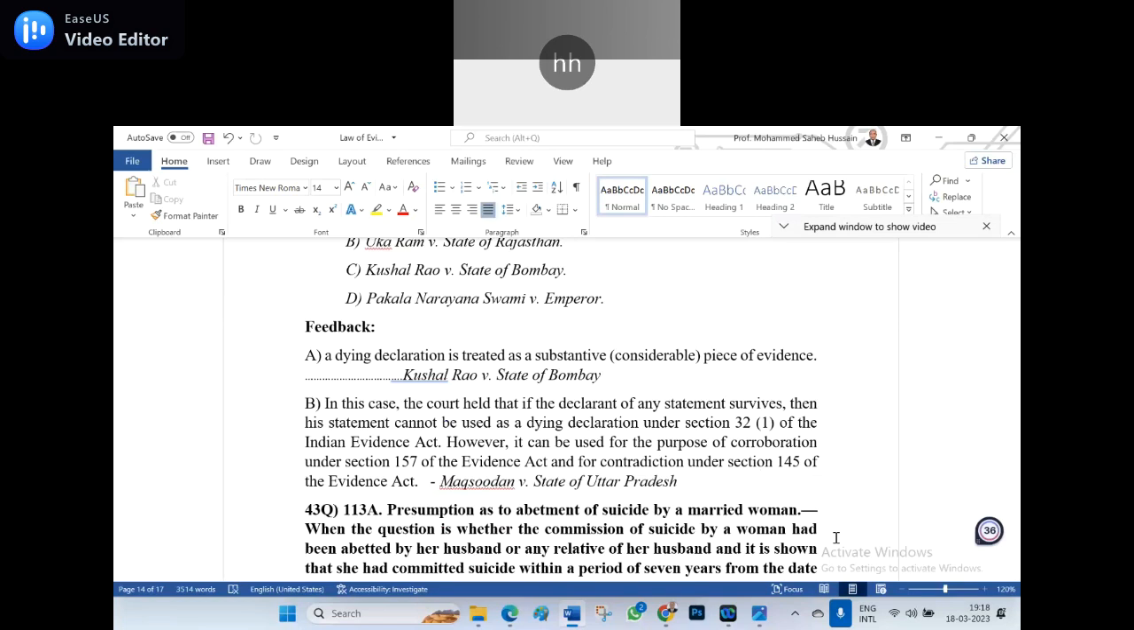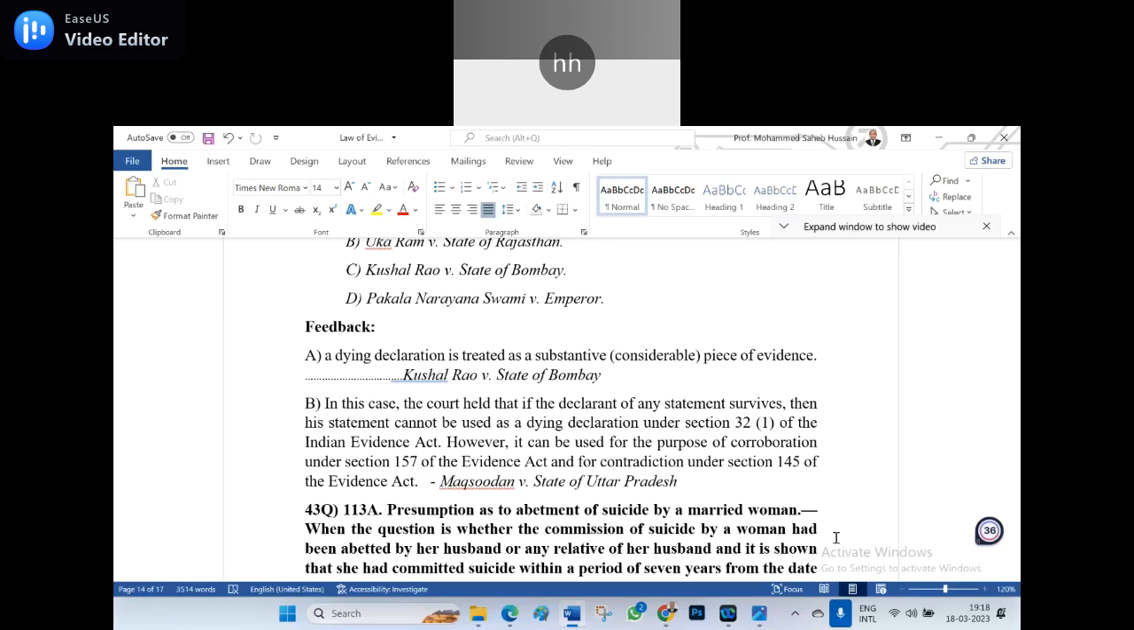In contradiction to Section 124 of the Evidence Act, that is Maksudan versus State of Uttar Pradesh. In Maksudan versus State of Uttar Pradesh, what happened? He did not die. Is it clear? In Maksudan, he did not die.